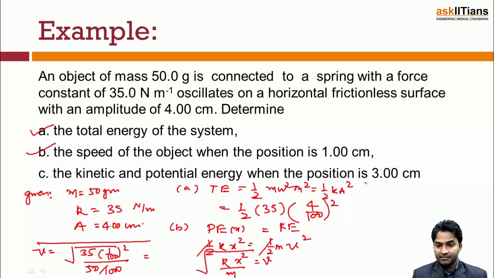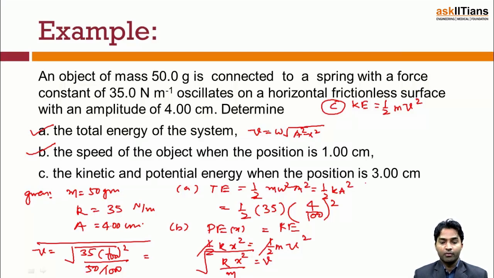Now part C. Part C is associated with the kinetic and potential energy when the position is 3 centimeter. So we need kinetic and potential energy. We know that kinetic energy is actually 1 by 2 m into v square. Mass is given, but we have to find the velocity at this point. So we know that v is equal to omega under root of a square minus x square. x is given, a is given, so we have to find the value of omega.